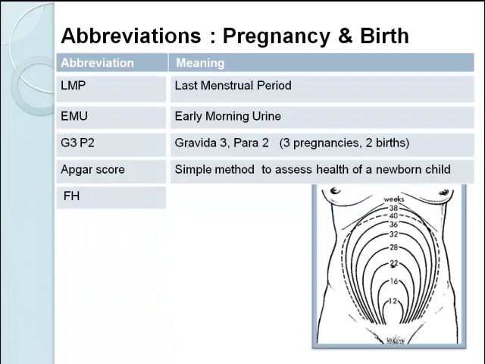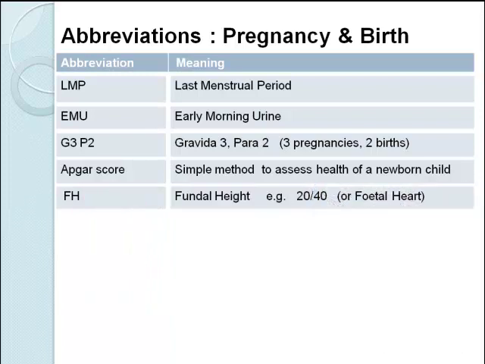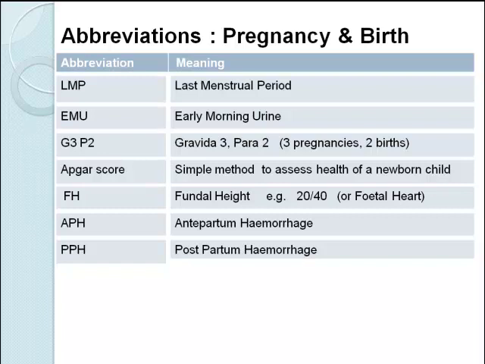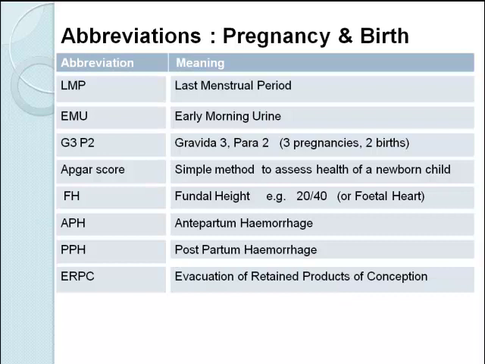FH, remember we had fundal height, so 20/40 would relate to 20 weeks. It can also mean fetal heart or family history. APH was the antepartum hemorrhage when you bleed before birth. PPH, postpartum hemorrhage, when you have a bleed after you've given birth. ERPC is the term meaning evacuation of retained products of conception. Now, people may have an ERPC because they're having a termination of pregnancy or because they need to have tissue removed from a miscarriage.